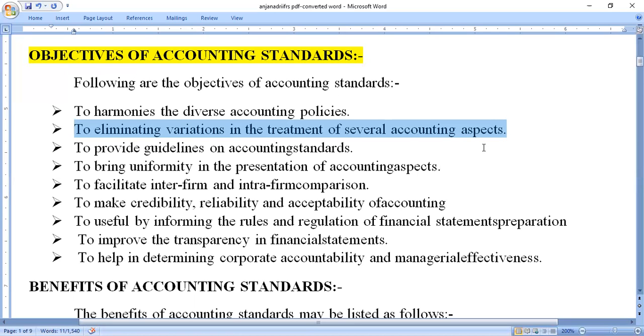Which is the correct one? Here, the right one is given by the accounting standards only. Therefore, for each and every treatment of the accounting aspects, they give the guidelines in the accounting standard. So this is another objective of the accounting standard, to eliminate the variations in the treatment of accounting aspects.